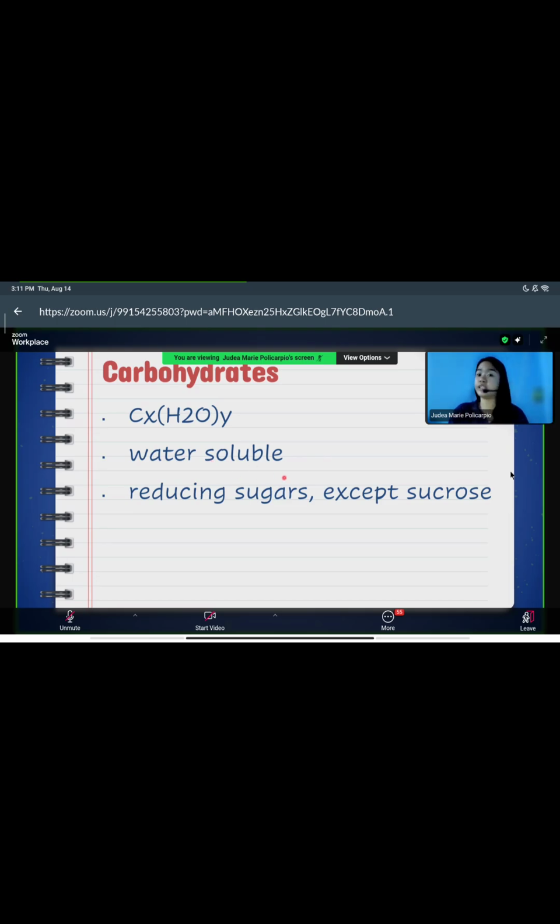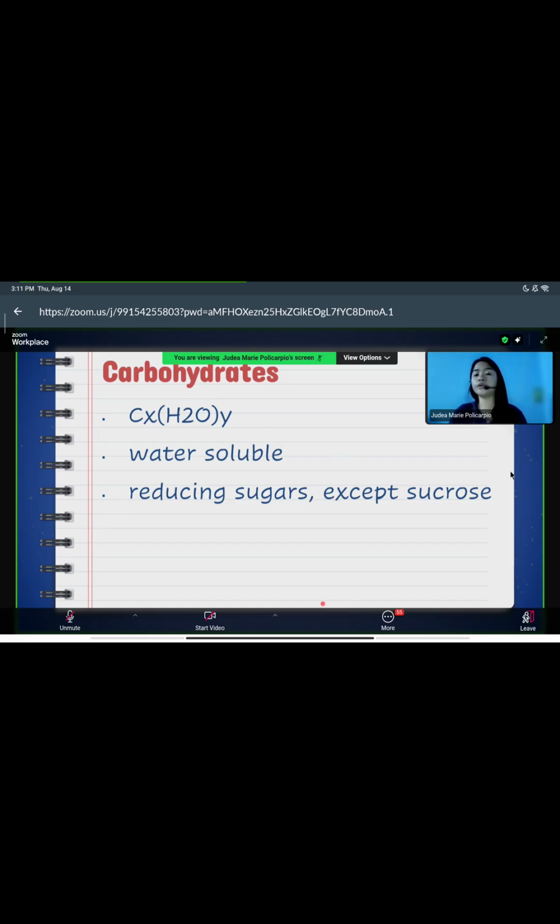Okay, kaso hindi niya madedetect yung mga copper reduction, ferric reduction natin. They cannot detect the sucrose because sucrose is a non-reducing sugar. Okay, so ingat ha, yung mga reduction methods natin later on, they can detect the reducing sugar. Ang hindi lang nila madedetect kasi non-reducing sugar to will be the sucrose. Okay? Pero those are the basic characteristics of your carbohydrates.